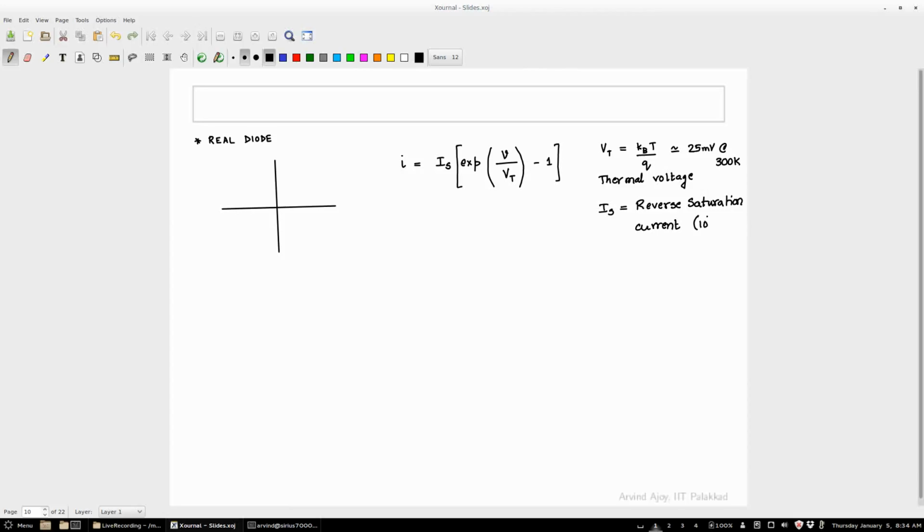Typically in good diodes it's of the order of, say, picoamps, right? Pico is 10 power minus 12, right? So 10 power minus 12 to 10 power minus 15 for a good diode. But if you have a discrete device that you buy and make some circuits with, maybe it's 10 power minus 9. It depends on the diode. All right. So how does this characteristic look?